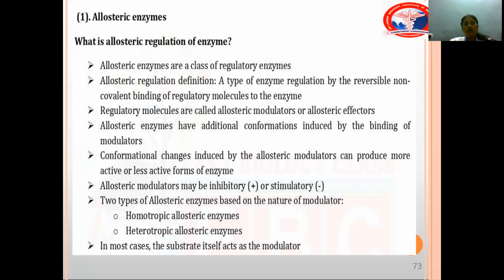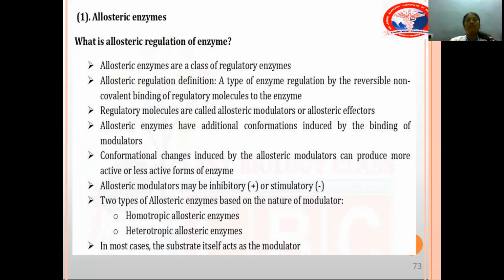What happens? There will be a weak binding of regulatory molecules. Apart from the substrates, we have certain molecules called allosteric modulators, or also called allosteric effectors. These are the regulatory molecules which bind to the enzyme by weak non-covalent interaction. What they mean by that is, we have a site in the enzyme where the substrates come and bind. That is called the active site.